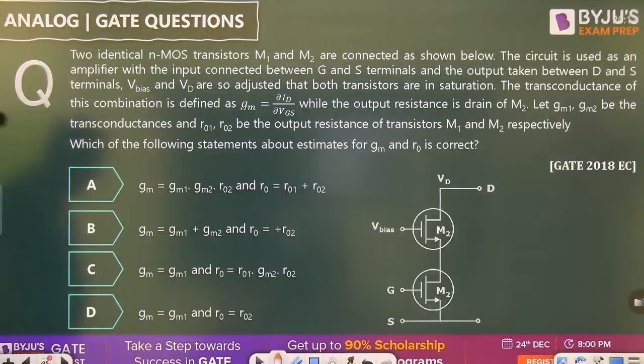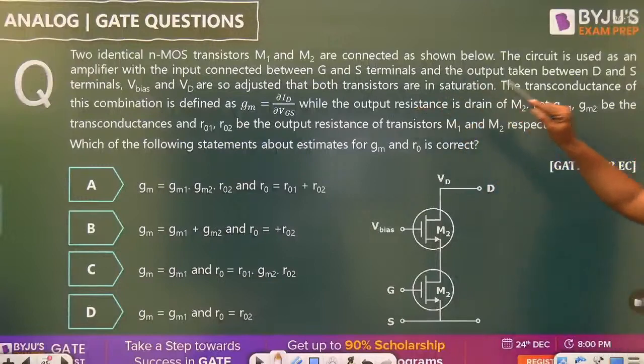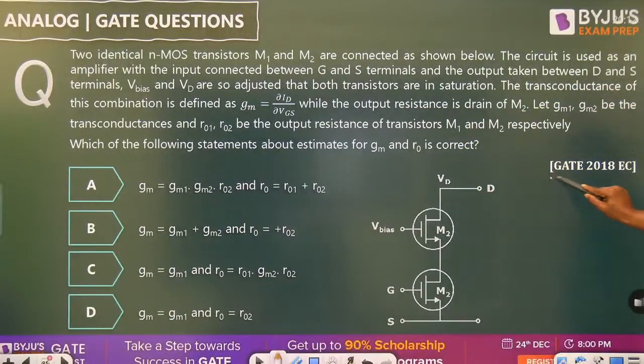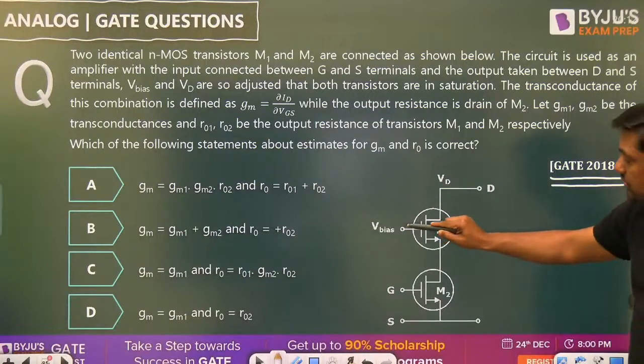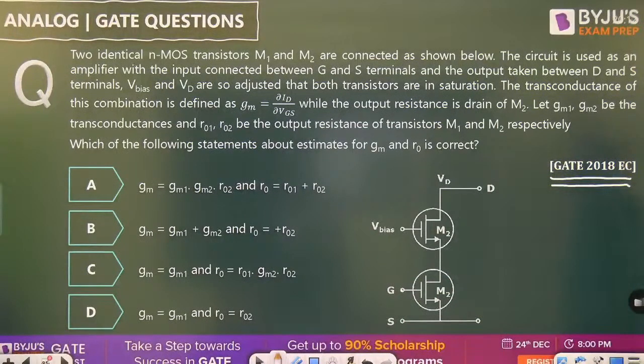Now, last two questions, very simple ones. Two identical NMOS transistors, again this is GATE 2018 in EC branch. Two identical NMOS transistors M1 and M2 are connected as shown below. The circuit is used as an amplifier with the input connected between gate and source. Where is the input? Look, this is the gate, this is the source. Here we are connecting the input, and output is taken between drain and source. This is the output.